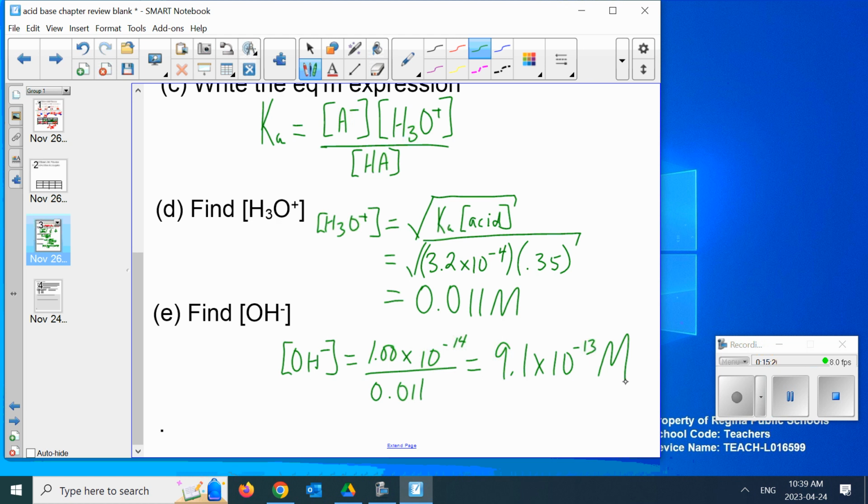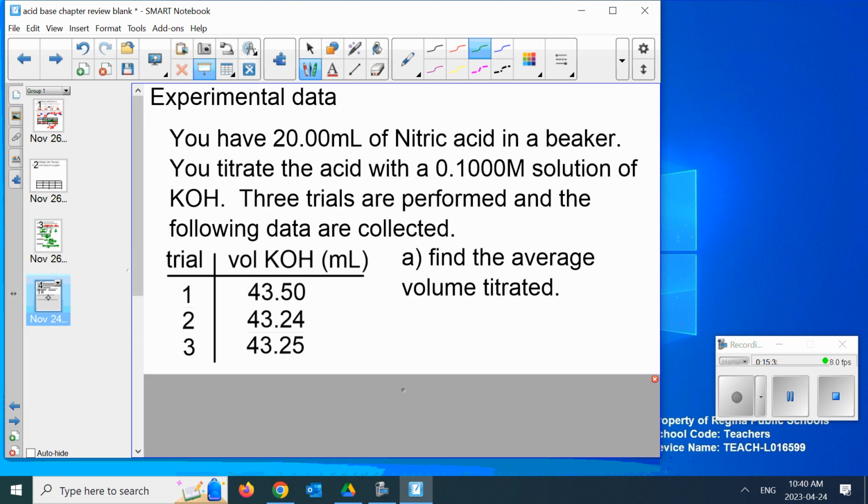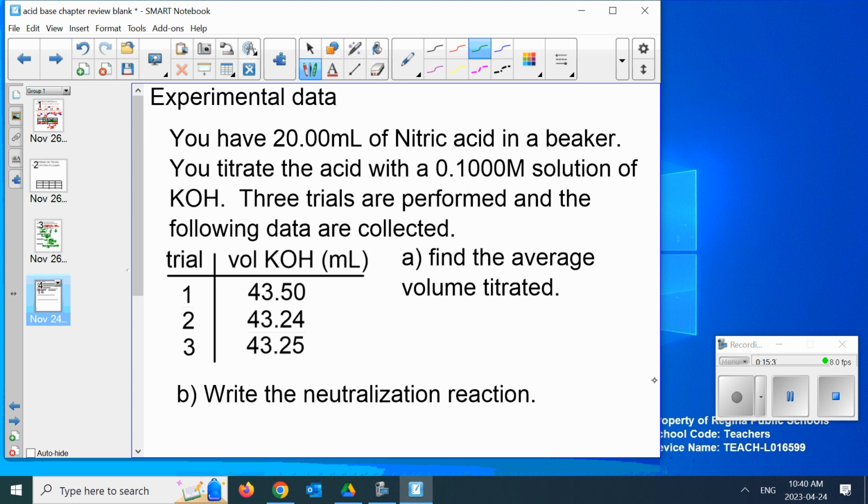Okay. Last page. Some people would work ahead on it. Take a look. Titration problem. So if you were given experimental data, you have 20 mLs of nitric acid in a beaker. You add, which is going to be a red, so you titrate, the concentration of the base 0.1000 solution of potassium hydroxide.